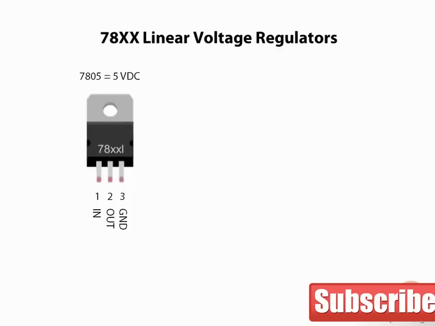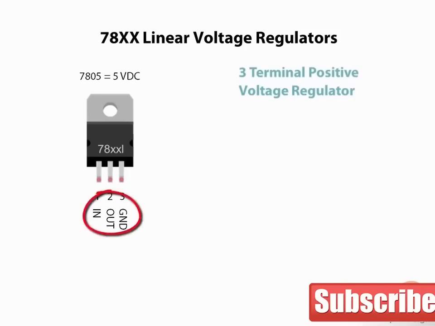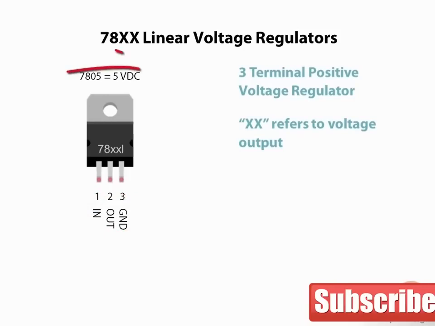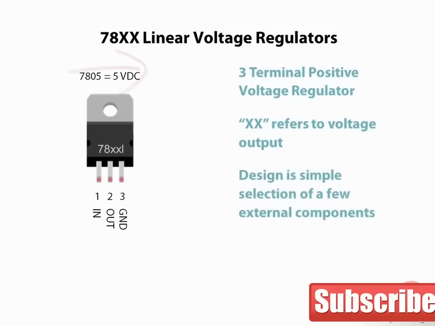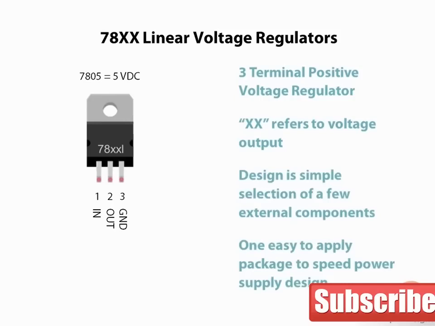The 7800 series of linear voltage regulators are just one of those flagship components you will find in countless circuits. The 7800 series are 3-terminal positive voltage regulators. The 3 terminals are input, output, and ground. The prefix 78, followed by the voltage of the chip, determines its output. This particular chip is a 7805 for a 5 VDC output. Design is simple, with just a few external components. Power supplies are quickly and easily designed, allowing you to focus on other aspects of the circuit.